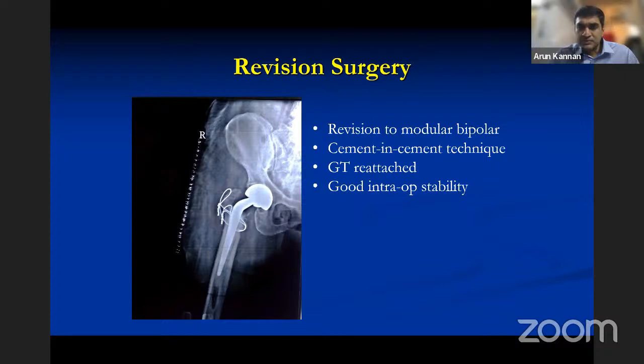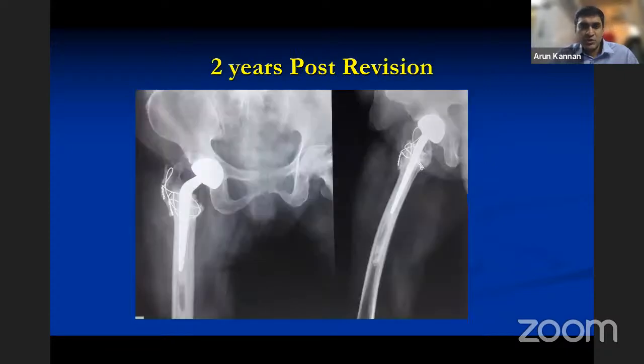So, this was 2 years post revision. The GT, despite all those poorly looking fragments, miraculously healed well, and she's been stable. Yes, severe knee osteoarthritis, but she wouldn't go for another surgery because of this experience.